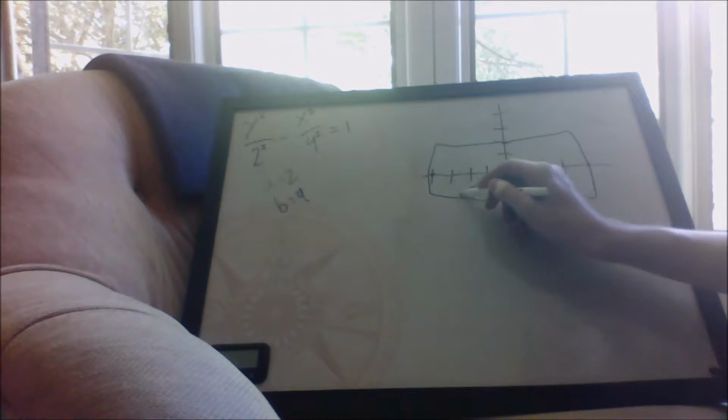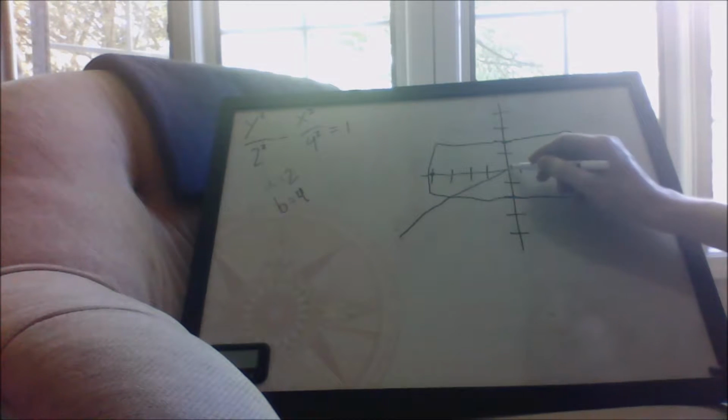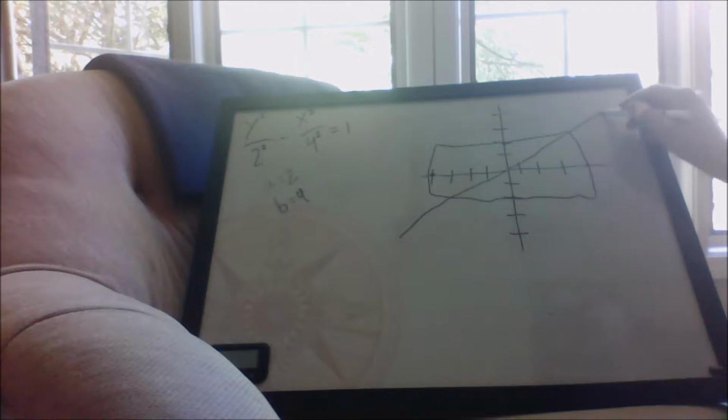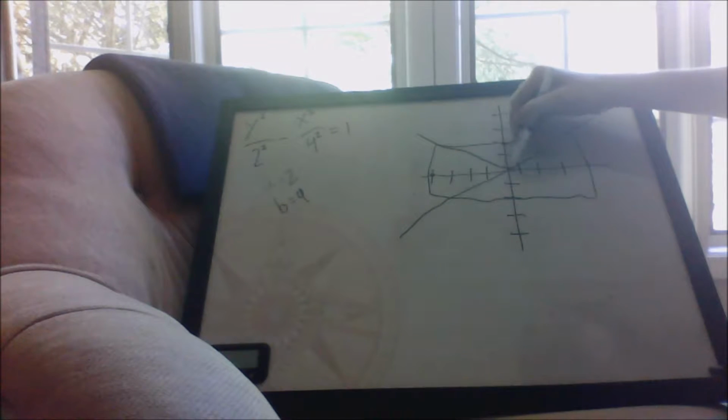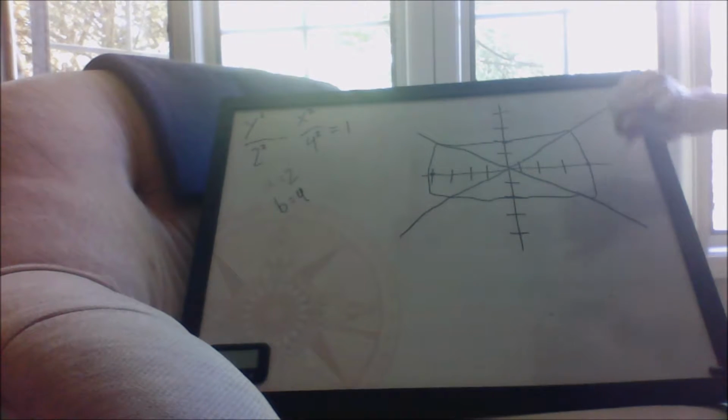Then after that, you have to draw lines from the opposite corner pairs, and then you repeat it for the other pair as well.